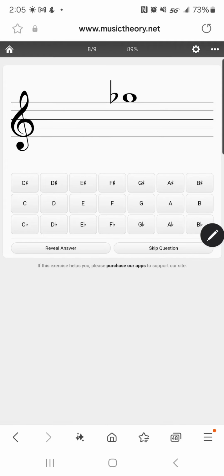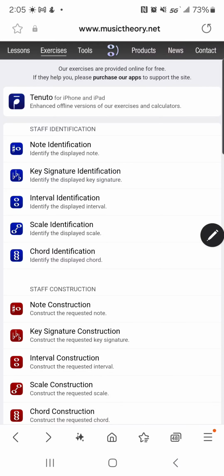So you may want to try this out. So this website again is musictheory.net. You can study it. I recommend it. The only things I want you to worry about right now are note identification. You don't need to do key signature identification yet, unless you already know a little bit more about music. But at some point, we're going to identify intervals and chords.